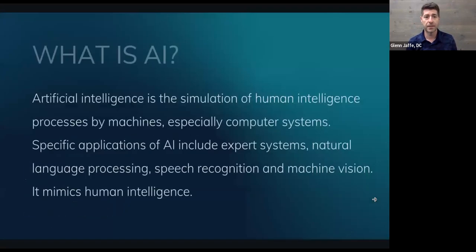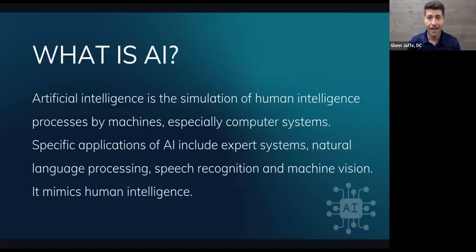So one of the things we're going to talk about, obviously, is the topic or the principle of AI. AI, or artificial intelligence, is the simulation of human intelligence processes by machines, especially computer systems. Specific applications of AI include expert systems, natural language processing, speech recognition, and machine vision. Basically, it mimics human intelligence.